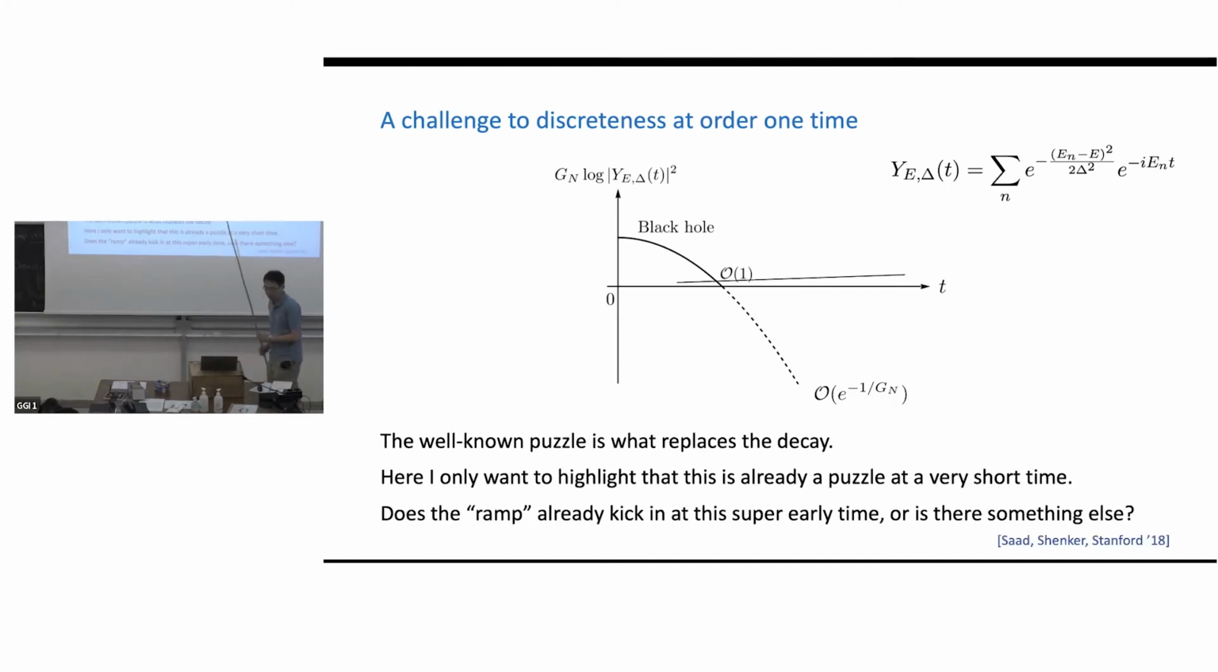Now, of course, this is a well-known puzzle. For example, it was raised by Saad, Shenker and Stanford. Here, I only want to highlight the property that this is already a puzzle at a very short time when you look at the correct quantities. So as Saad, Shenker and Stanford pointed out, at late time, generally, we expect wormhole geometries to give us an increasing contribution to the spectral form factor, which is called the ramp. But a question that is generally unclear is whether the ramp already kicks in at this super early time that is of order 1, or is there something maybe in between the initial decay and the late time ramp? Okay.